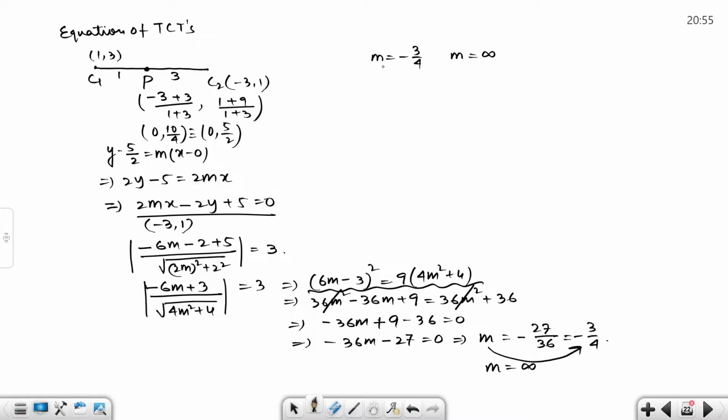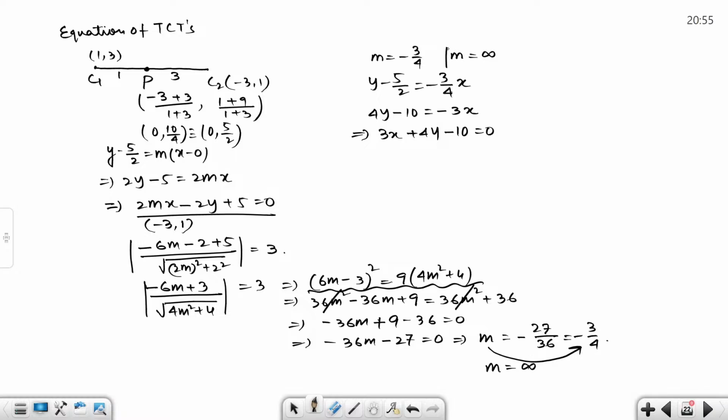Now, when the slope is minus 3 by 4, the equation of the transverse common tangent is y minus 5/2 is minus 3/4 into x. Oh, I'm sorry, just one second. This is not m, this is x. So we are having minus 3x. Am I correct? So one equation of the transverse common tangent is 3x plus 4y minus 10 equals 0.